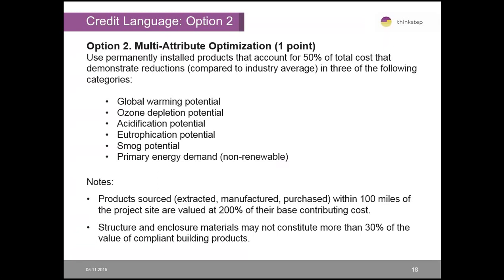Additionally, products sourced within 100 miles of the project are valued at 200% of their cost. In this case, sourced refers to extraction, manufacturing, and purchase within 100 miles of the site. Finally, the structure and enclosure materials may not contribute to more than 30% of the value of the compliant building product, so that 20% has to come from elsewhere in the building.